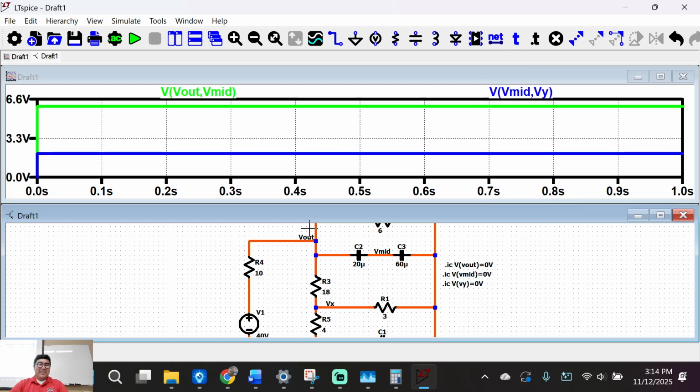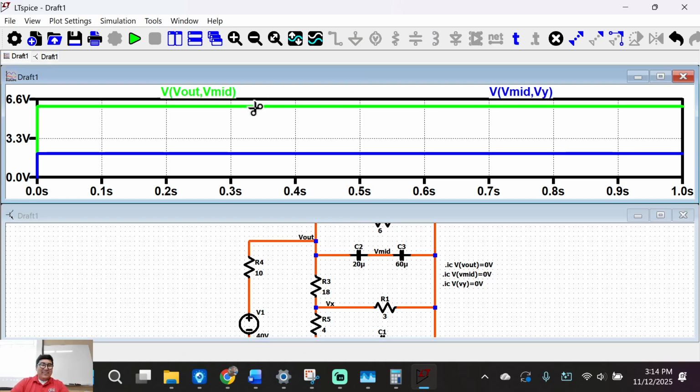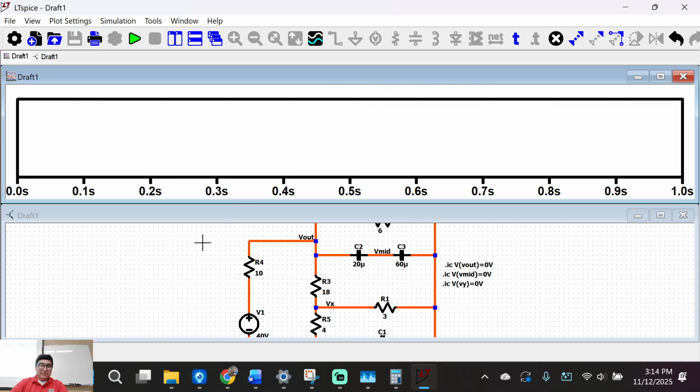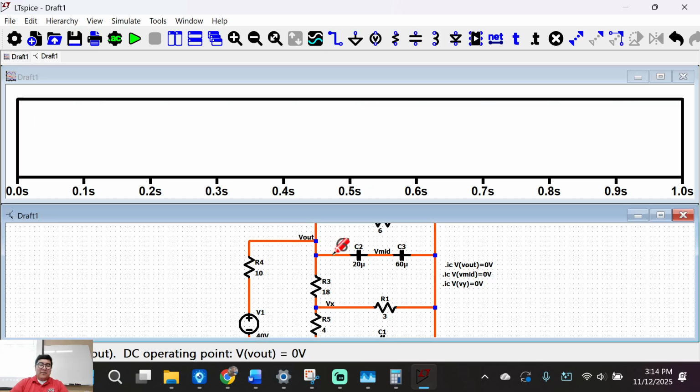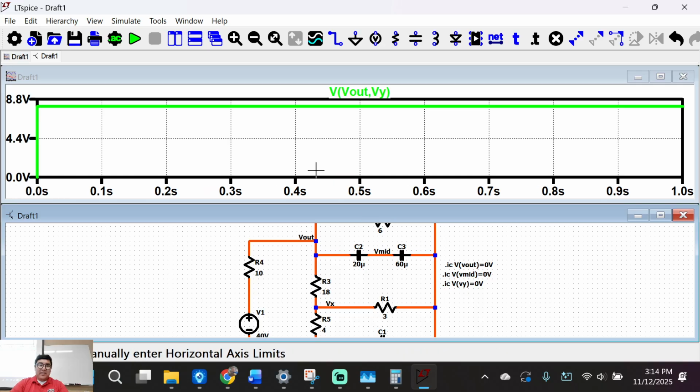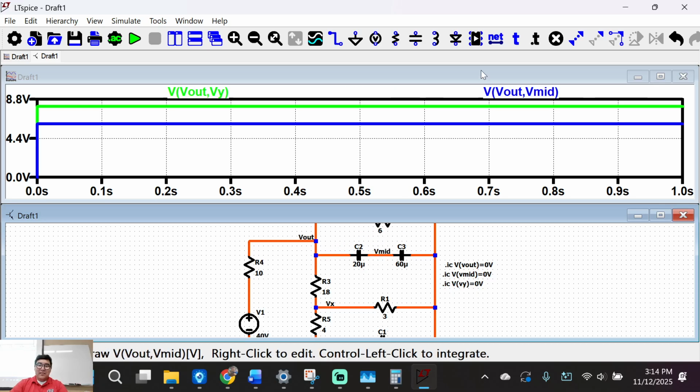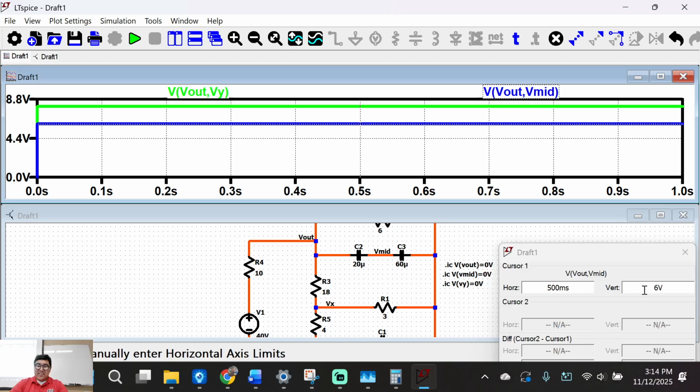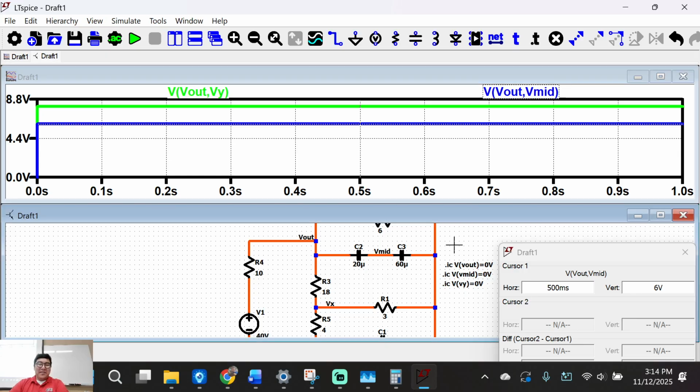Whoa, let's see what happened. I think I like that. Maybe, I don't know. Let's see. V out to here. That's our 8 volts, correct? V out plus to minus V mid. 6 volts. You like that? Whew, man, I was panicking. I was like, what the heck just happened?